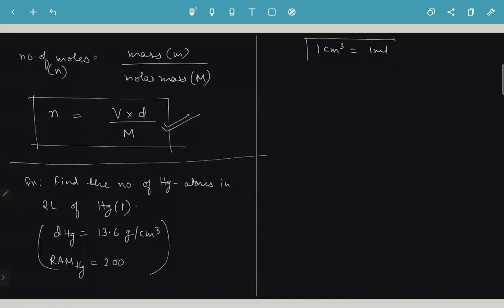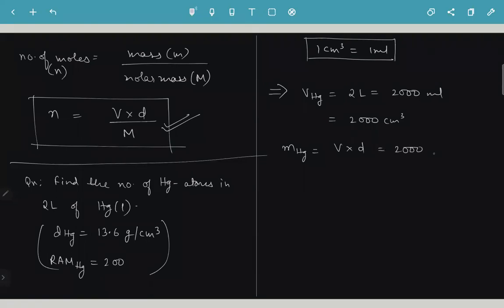So yaad rakhna ye. This is an important conversion which we often use. 1 centimeter cube is exactly equal to 1 milliliter. So in this question, volume of mercury is given as 2 liters. 2 liters is 2000 milliliters, and 2000 milliliters will be 2000 centimeter cube. Now we'll get mass of mercury will be equal to volume into density. Volume is 2000 centimeter cube, and density is 13.6 grams per centimeter cube. So this gives the value as 2000 into 13.6 grams.